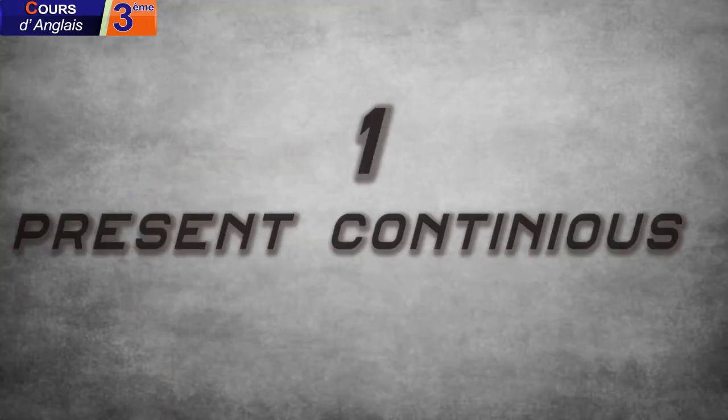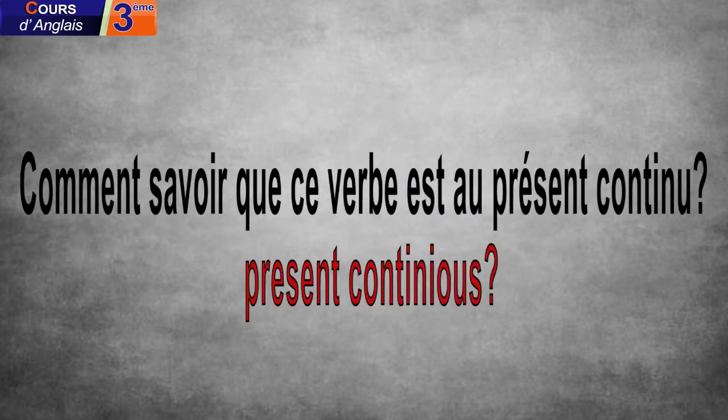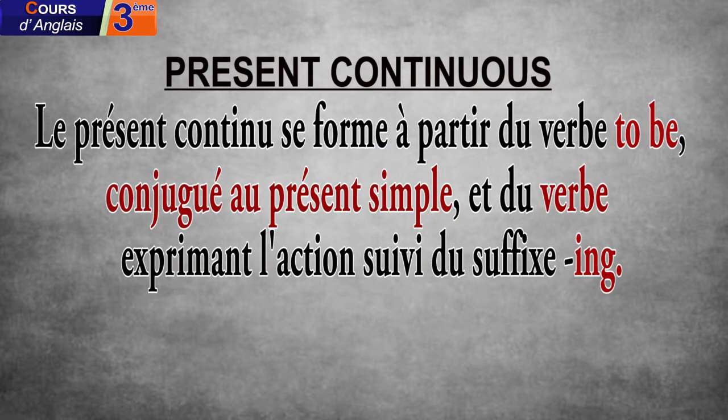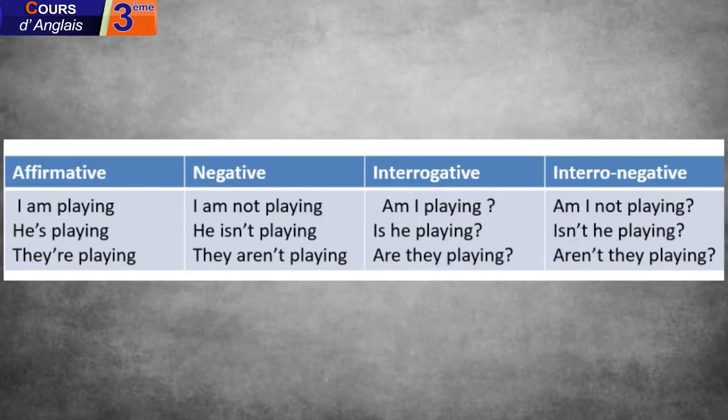The first one we're going to see is the present continuous. How can we know that this verb is in the present continuous tense? The present continuous is to be in the present form plus the verb plus ing. So in the affirmative form, let's take the verb to play. I am playing. He's playing. They're playing.